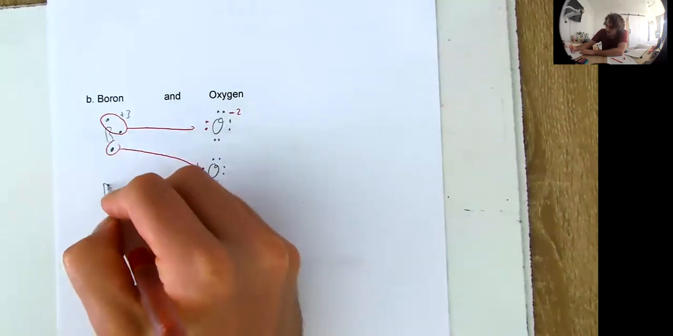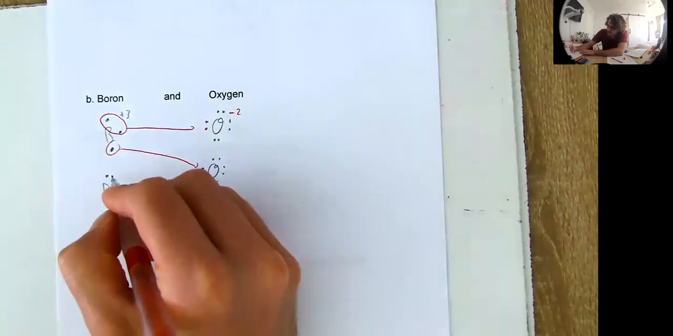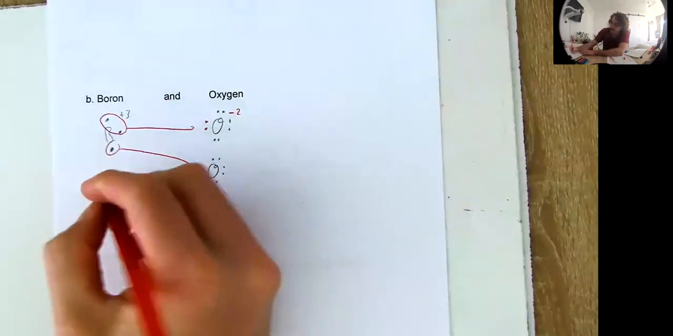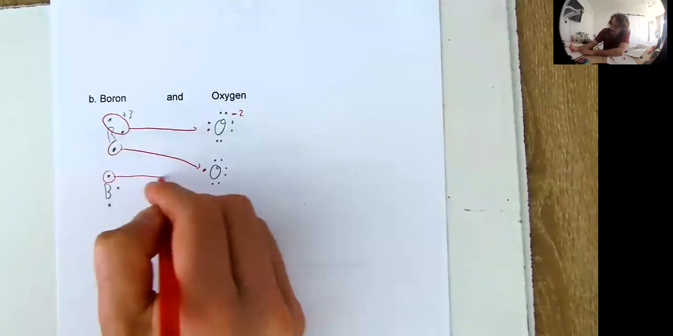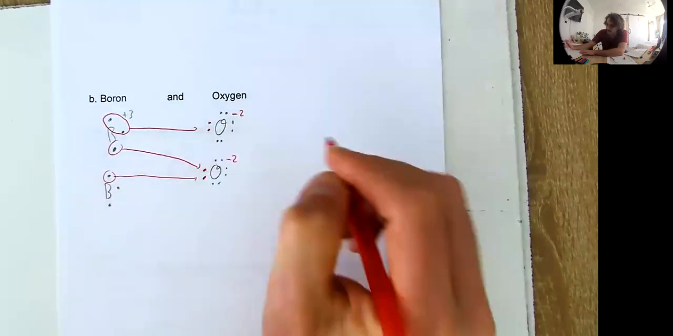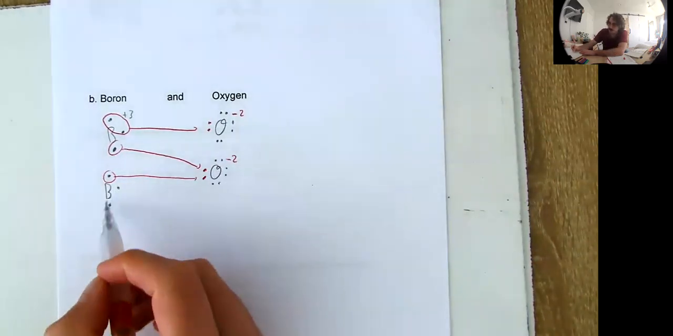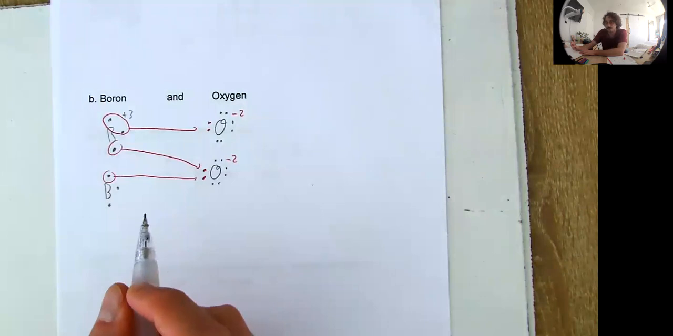Well, we have to add another boron. Boron with the 3 valence electrons. This boron is going to give this 1 valence electron to this oxygen. And now this oxygen will be happy, and it will have a negative 2 charge. But this boron is not happy. It still has 2 extra valence electrons that it needs to give away in order to become stable.